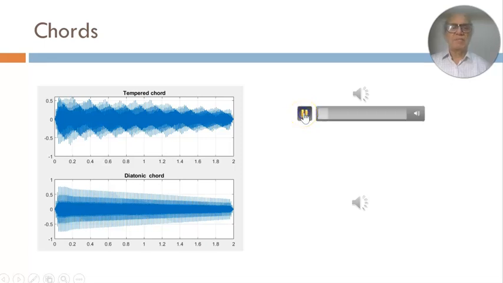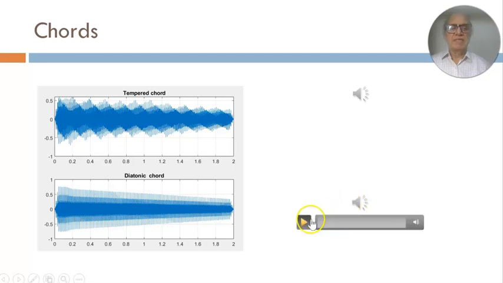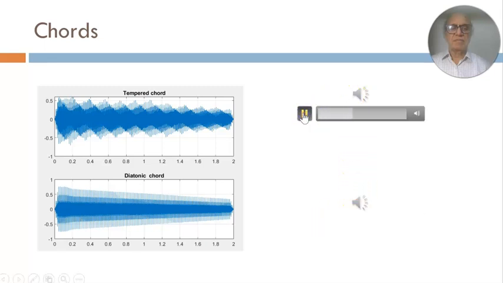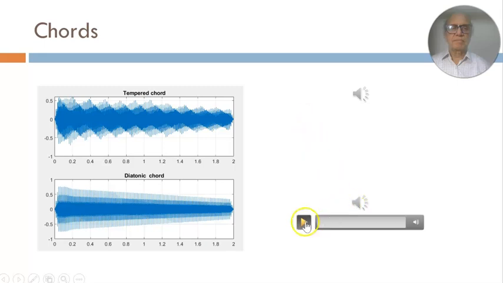This is tempered. Probably you saw some variation in the amplitude. Again, let me play that. Okay. Now let us play this. Let me play that again. You can see that there is no beat effect that is present here. So that is about chords.